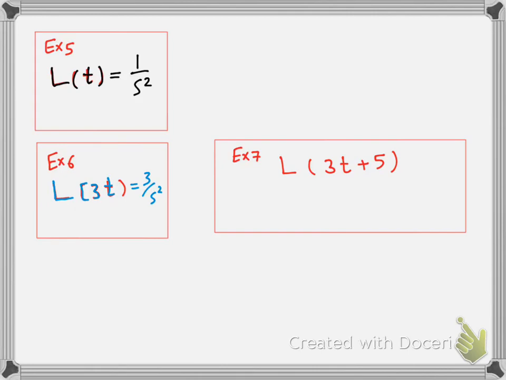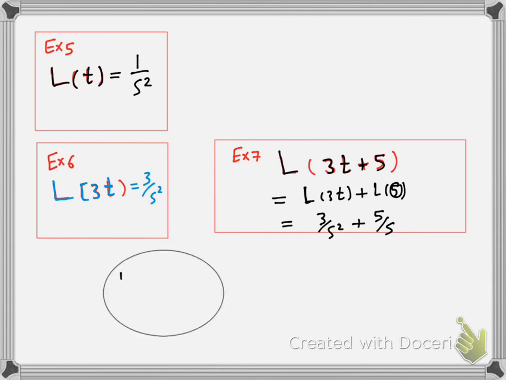In example 7, I will try to compute the Laplace transform, but here for two terms with addition between them, as you can see. For that, I will compute the Laplace transform for each term separately, because the Laplace transform itself is a linear operator. The Laplace transform for 3t, as we did before, will become 3 over s squared. And the Laplace for the number 5 will become the number 5 itself, but divided by s. Then in general, you can say the Laplace for any number k multiplied by t will give the same number k, but divided by s squared.